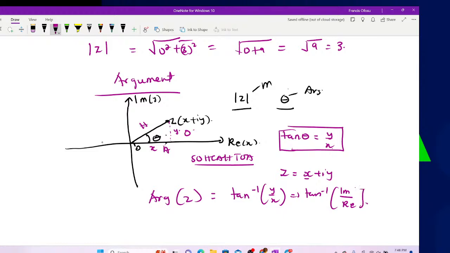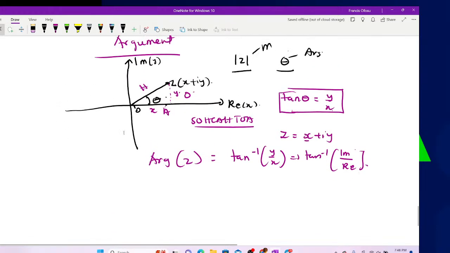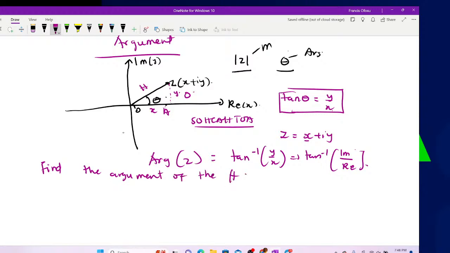It doesn't end here. Now let's see how we can find the argument in all cases. Whenever you are dealing with arguments of complex numbers, we have 2 main conventions, and I will be showing you very soon. But before that, let's solve a few examples so you know how to find the arguments. So let me give an example here. Find the argument of the following complex numbers.